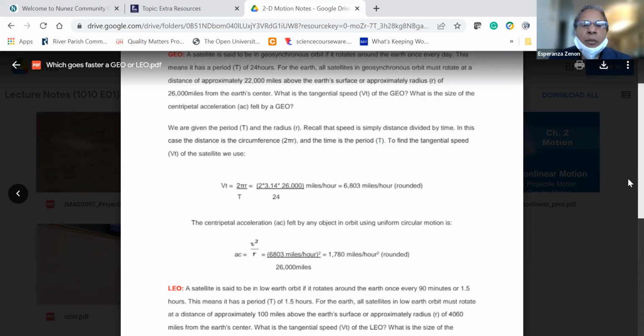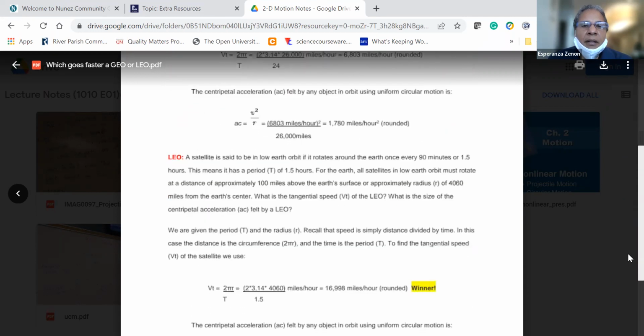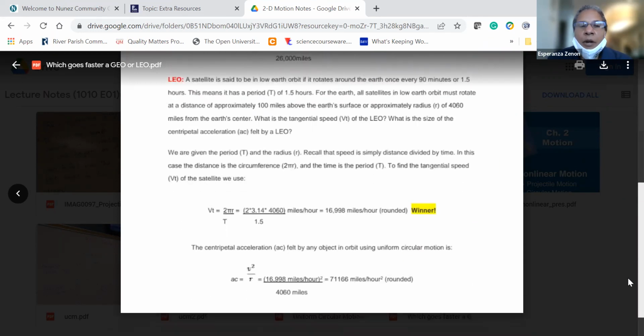So now we see what's happening for the Geo. Let's take a look at the Leo. And the Leo is one of what I guess, I really enjoy this notion of satellite motion because, in my mind, we use satellites for so many different things nowadays. Communication, you know, some spy satellites going on, all kinds of things out there.